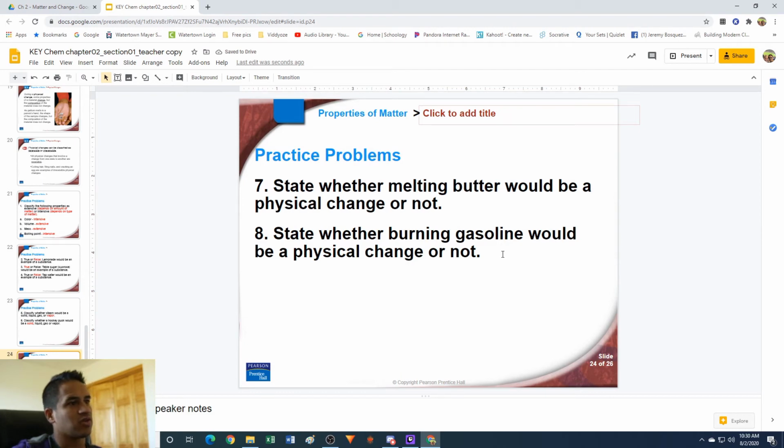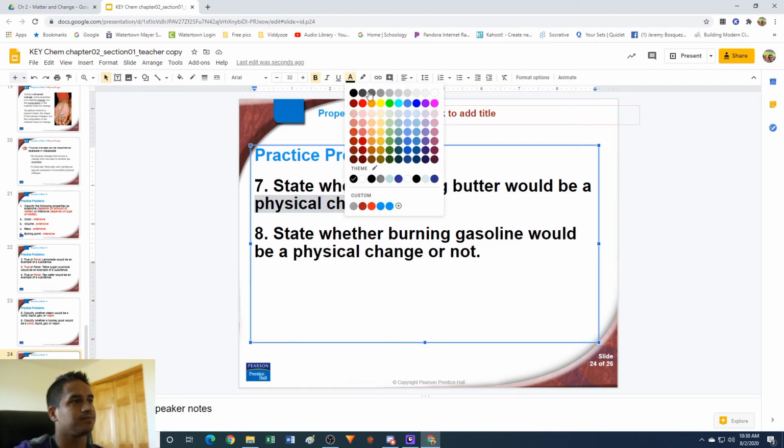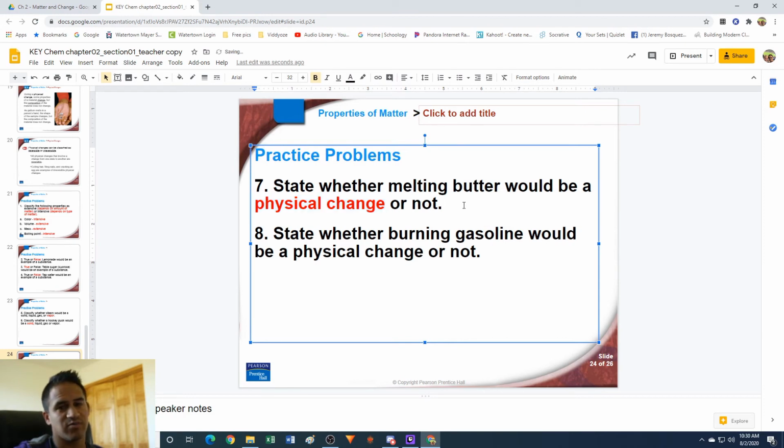And number 7, state whether melting butter would be a physical change or not. So remember that physical changes are when you change what something looks like, but it's still made out of the same stuff. So if we took butter and we melted it from solid to liquid, is it still butter? Yeah. It's still butter, still looks the same, still tastes the same, still smells the same. It's just now in a liquid form, right? So physical changes happen when you change what something looks like, but it's made out of the same stuff. So this is a physical change.